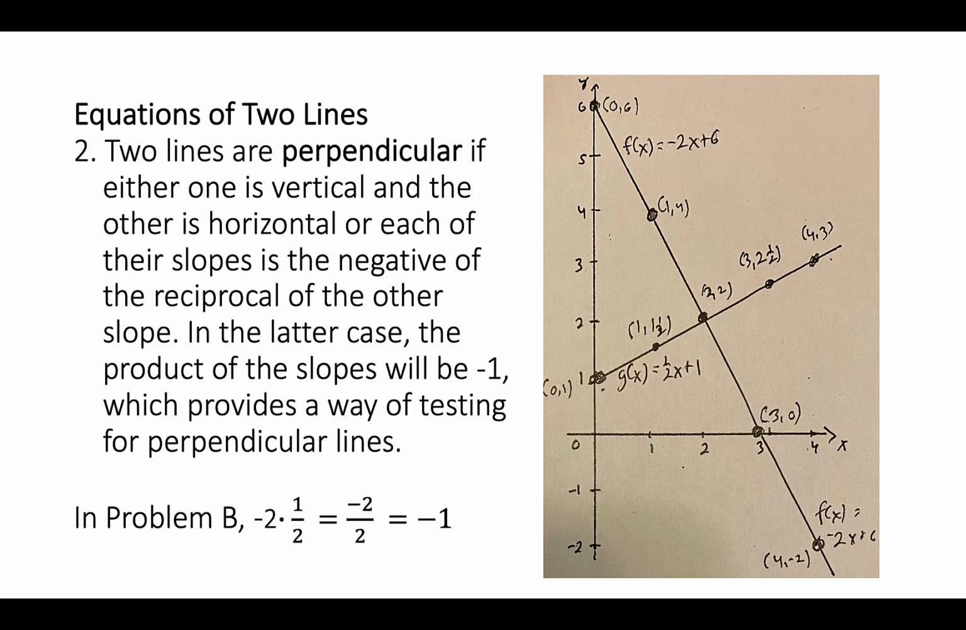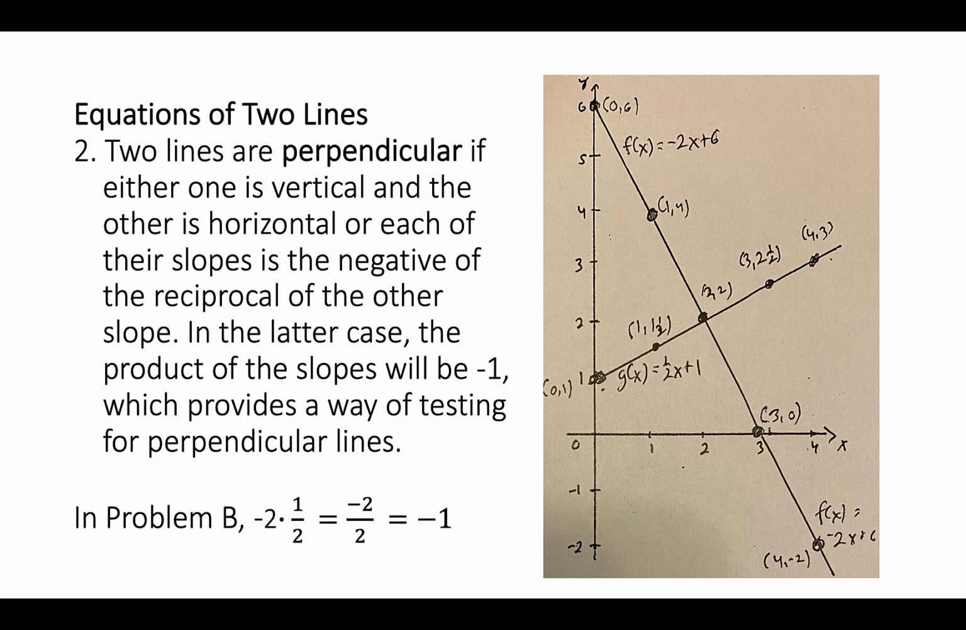The second result is that 2 lines are perpendicular if either one is vertical and the other is horizontal, such as the x and y axis, or each of their slopes is the negative of the reciprocal of the other slope. In the latter case, the product of the slopes will be negative 1, which provides a way of testing for perpendicular lines.